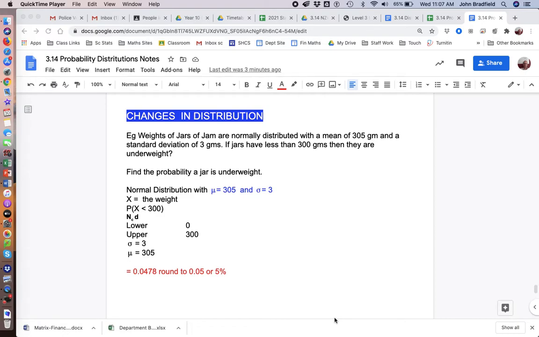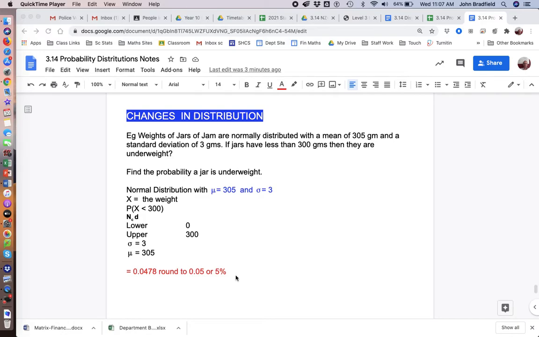Jars of jam, they've got a mean weight of 305 grams, standard deviation of 3. If they're under 300 grams, that's probably what's written on the jar, then they are underweight. Find the probability that a jar is underweight. This is a standard normal distribution question, and I'll use my calculator and quickly find that the answer is about 5% of the time, 0.05. And there's no great prizes for knowing that.